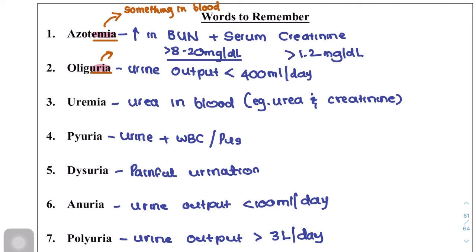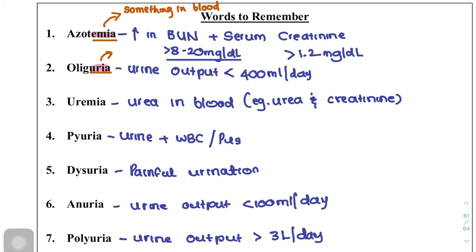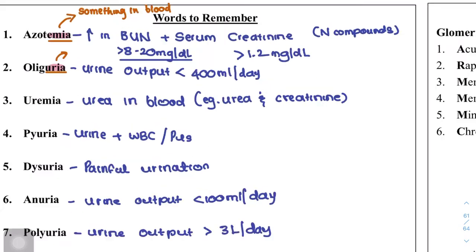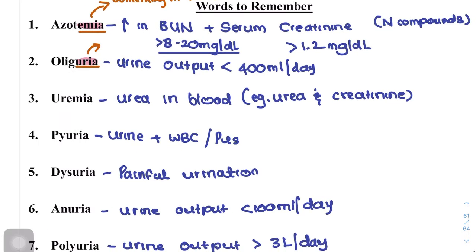Okay. First, azotemia. Now, what is azotemia? It is nitrogenous compounds. These are nitrogenous compounds in blood. These are usually breakdown products of proteins or other muscle activity that we get. The first one is called blood urea nitrogen. The other one is serum creatinine.